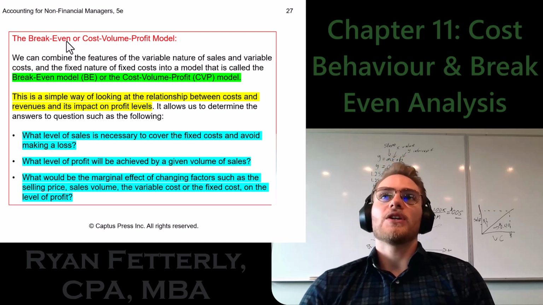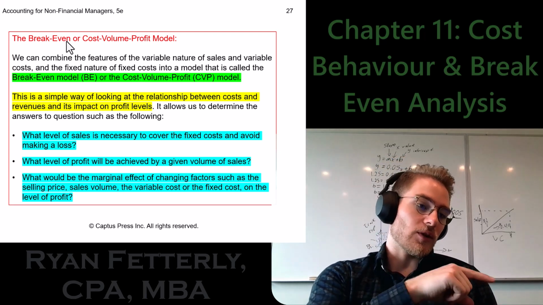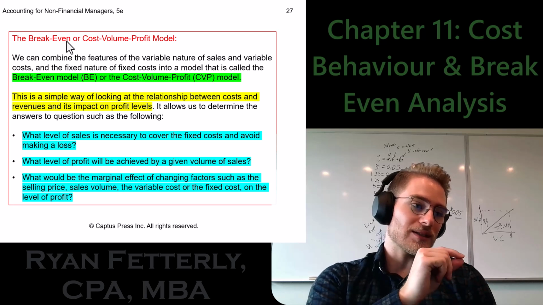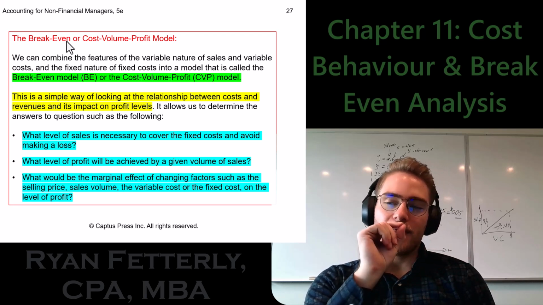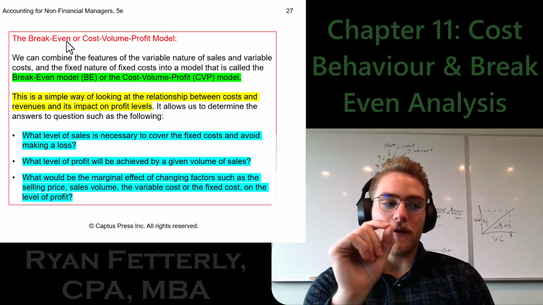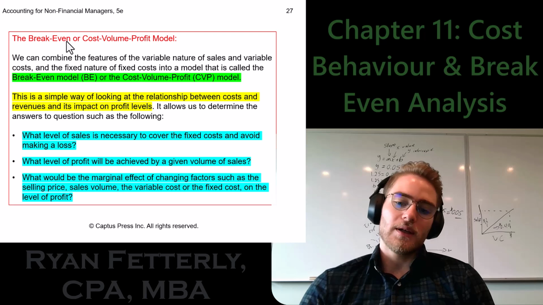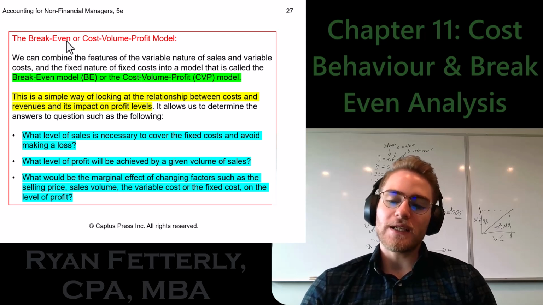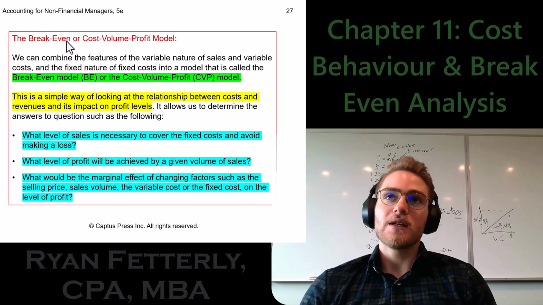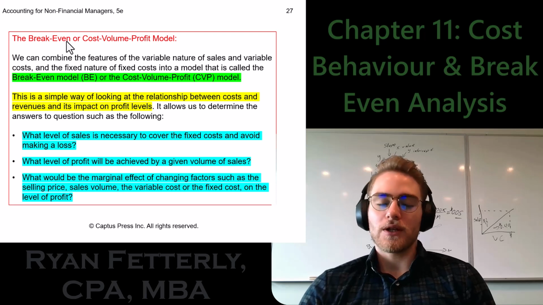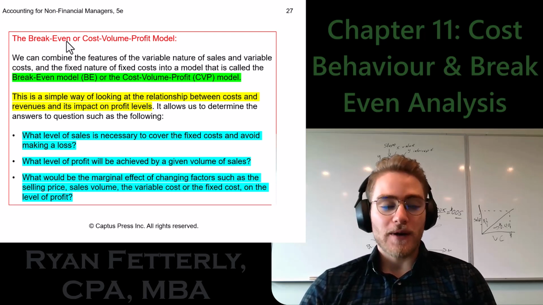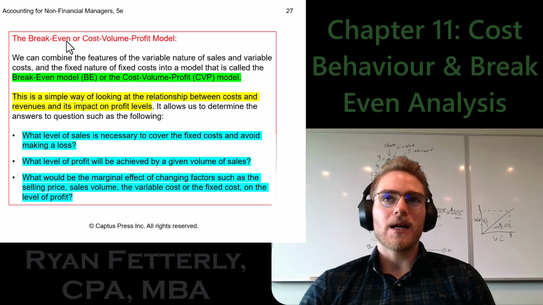So when you first start, usually you have a loss, and then you sell more, and your loss gets smaller and smaller. And then at some point, your profit is zero. You don't have a loss, but you don't have a gain either. What is that point? That's your break-even point. And then what level of profit will be achieved by a given volume of sales, right? So say we broke even at 200,000 units. What if we sold 500,000 units? What would be our bottom line?